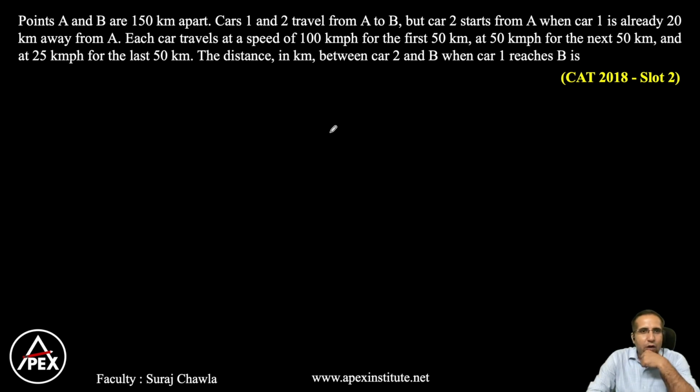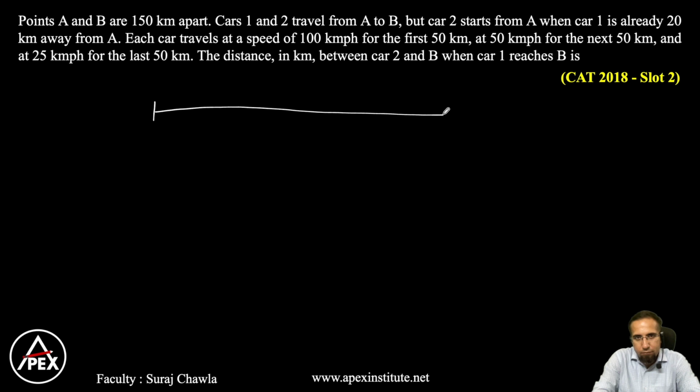Now, points A and B are 150 kilometers apart. Cars 1 and 2 travel from A to B, but car 2 starts from A when car 1 is already 20 kilometers away. So car 1, let's say, is starting from here, that is 20 kilometers away, and car 2 is starting from here. Each car travels at a speed of 100 kilometers an hour for the first 50 kilometers, 50 kilometers an hour for the next 50 kilometers, and 25 kilometers an hour for the last 50 kilometers. Find the distance in kilometers between car 2 and B when car 1 reaches B.